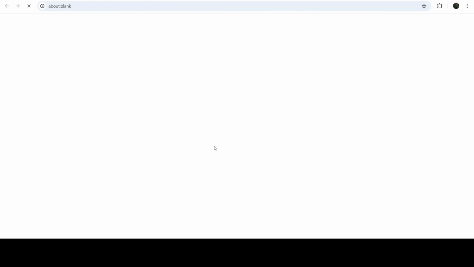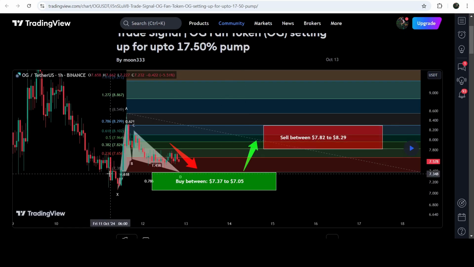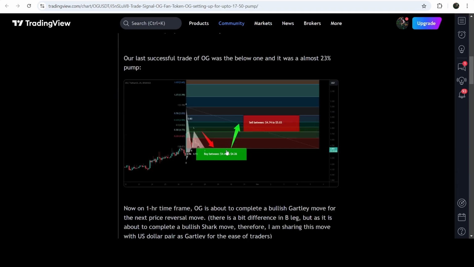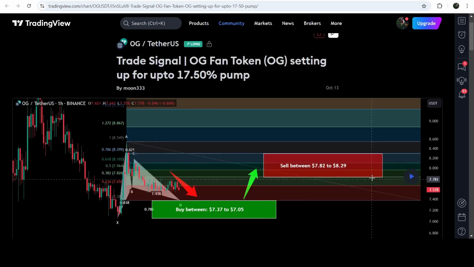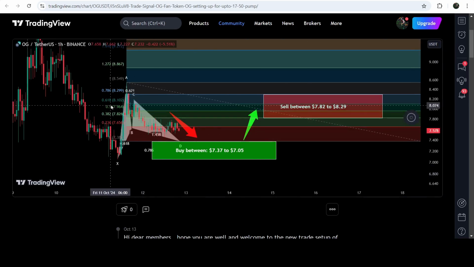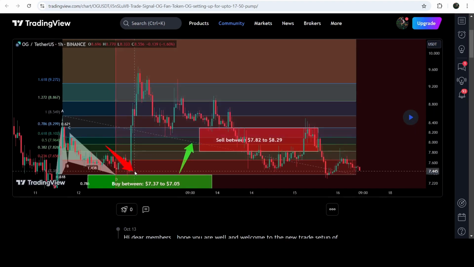And before that, in the same month of October, on 13th of October 2024, a few days ago, I shared another expected harmonic bullish reversal Gartley pattern that OG Fan Token was completing on a 1-hour time frame chart with US dollar pair. And this was a complete trade signal for this trade setup, a buying zone and the sell target zone and the stop loss. And now if I play this chart, then you can see that as predicted, the price line again dropped down, completed the final leg here, and again entered the buying zone here. Then we had a very nice pump, and this was almost 32% pump only on this 1-hour time frame chart.